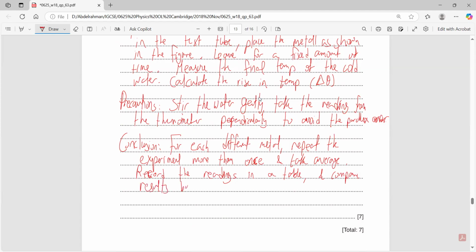Compare results by plotting a graph of the different types of metal versus the rise in temperature to find the best conductor. Find the best conductor. Okay.